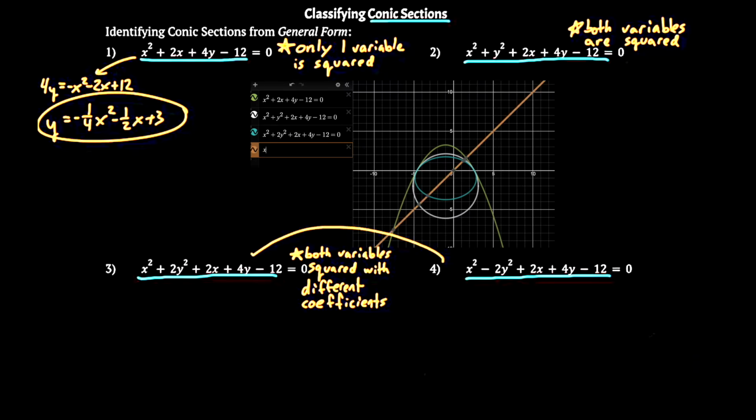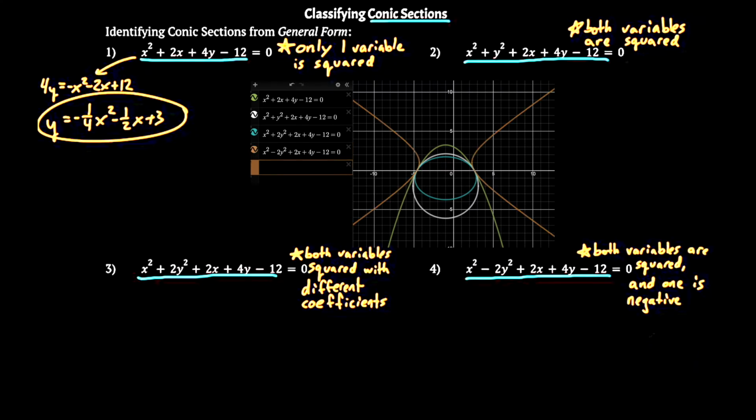Number 4 is almost identical to this equation for number 3. Again, the only difference here is that we have a negative 2y squared. So we have both variables being squared, they have different coefficients, and they're being subtracted. And this graph is called a hyperbola. We've actually graphed these types of things before, these hyperbolas, back in the rationals unit, but those were always at some kind of angle, and these are always going to be either horizontal or vertical.